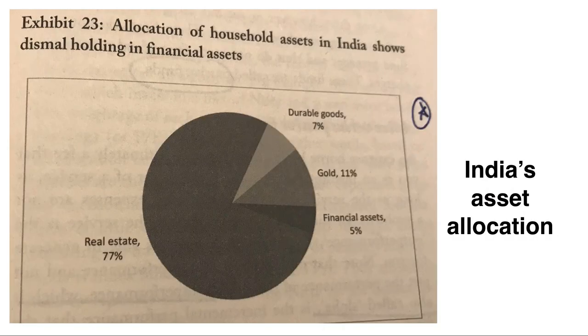But still, in India, the participation is very low. Real estate is about 77%, financial assets only 5%, gold 11%, durable goods 7%. So there is very little participation in India, even still, in equity.